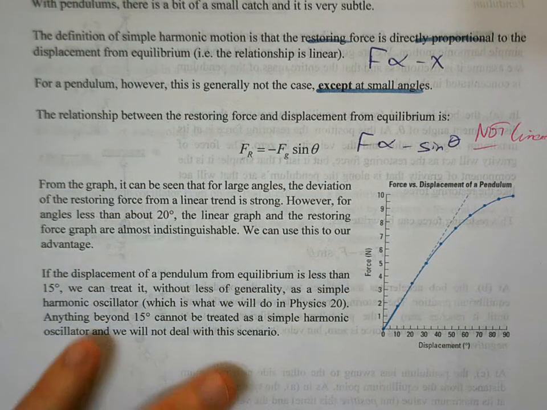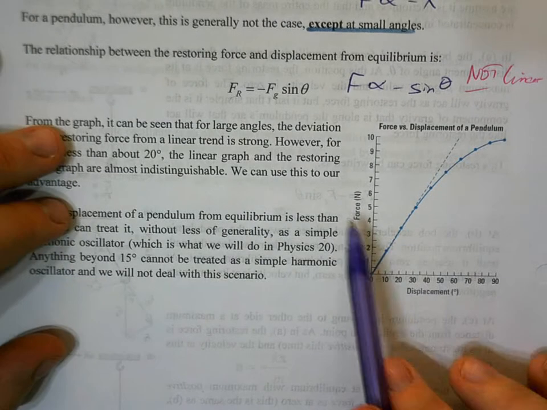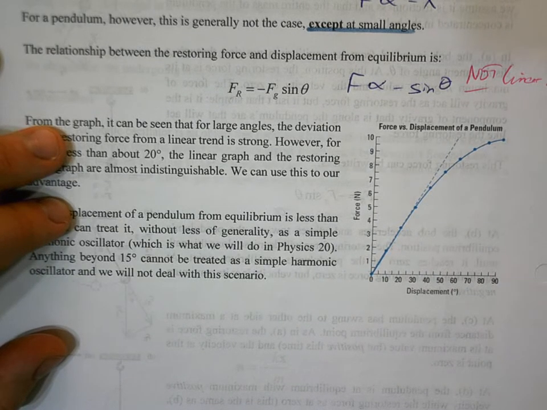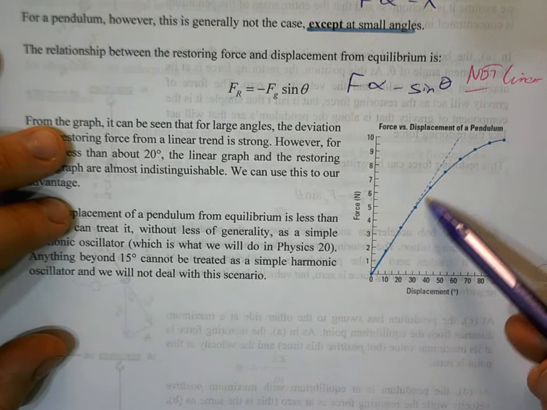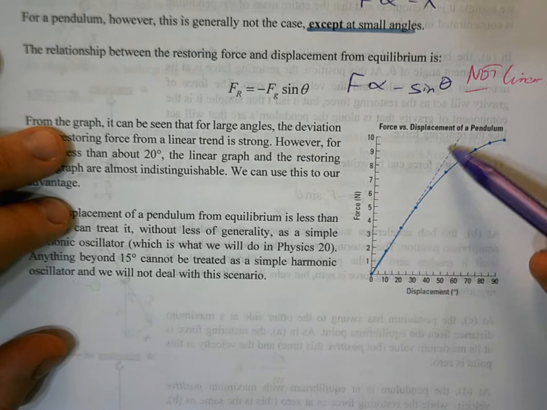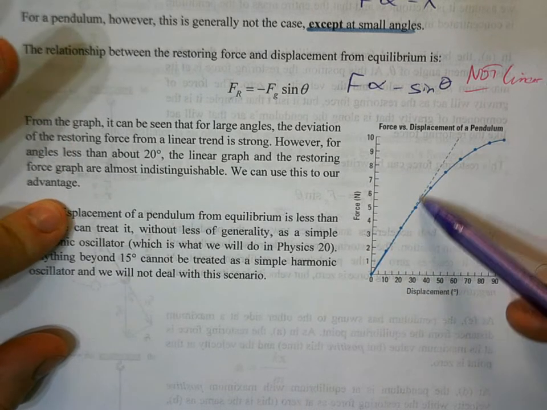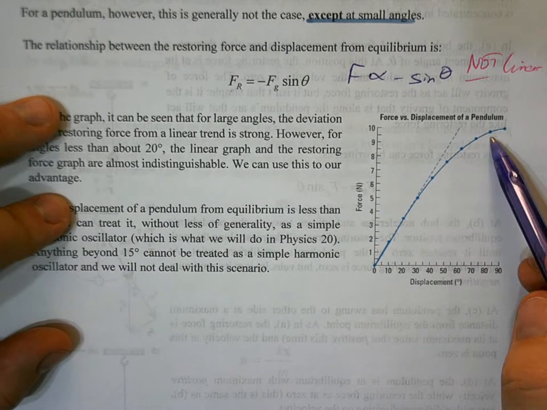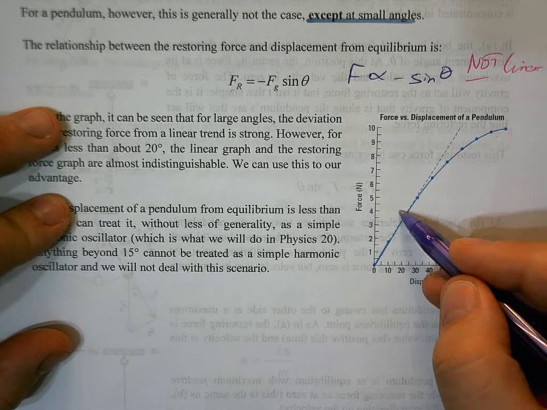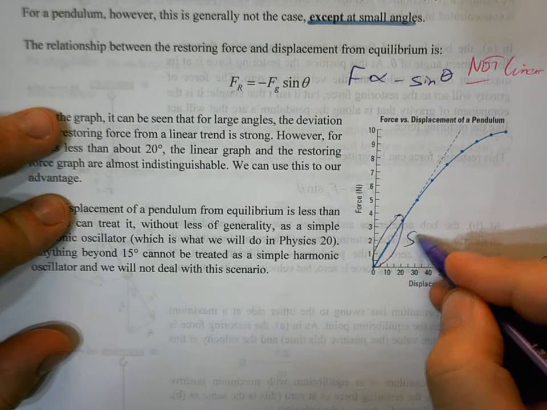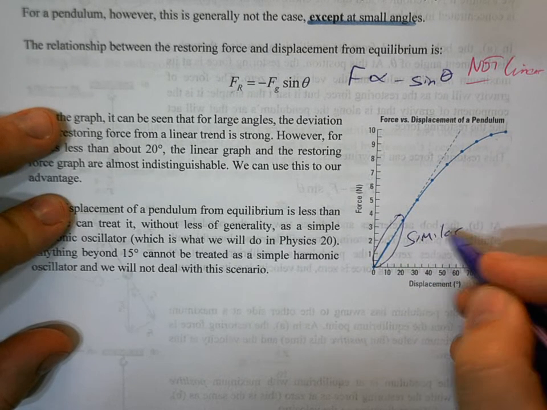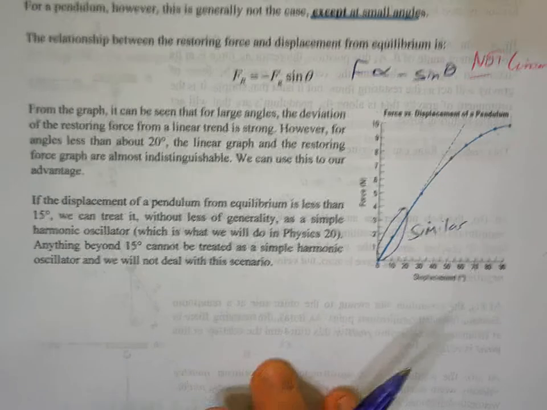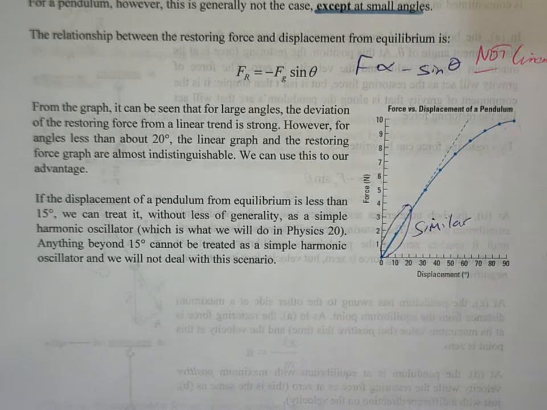So you see this graph here. This graph is showing force as a function of displacement. This solid curve is the actual function, so you'll see it curves. It's a sine curve. And then this dashed line represents a linear function. Over here, it's very clear that these are not even similar. But notice in this region, the linear function and the sine function are almost indistinguishable at these small angles. That is our way to get around this restriction.